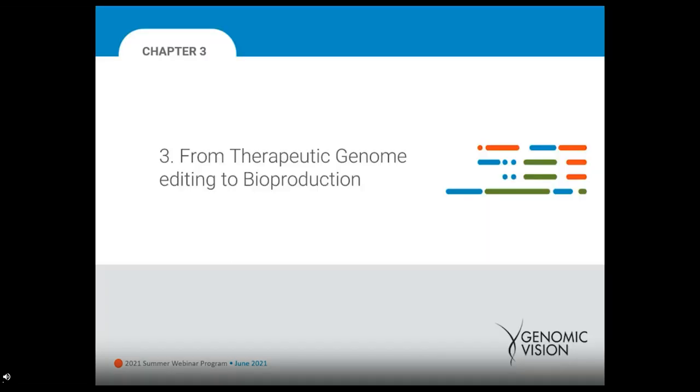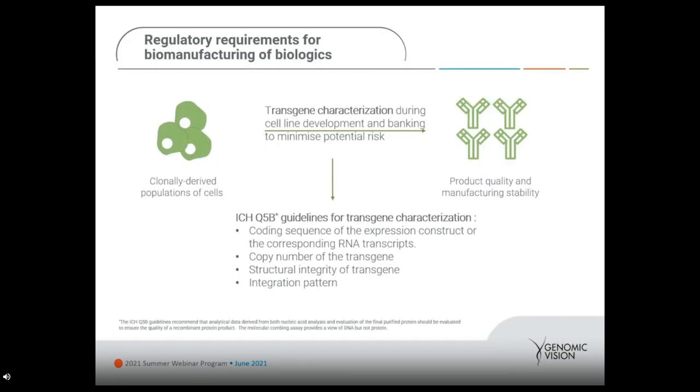And I will present some examples in my talk now. So a population of cells that are usually clonally derived is used to produce a biologic that can be a recombinant protein, a vaccine, or monoclonal antibodies. And it's really important to characterize the transgenes during the cell line development and banking in order to minimize potential risk and also to ensure consistent product quality and manufacturing stability.